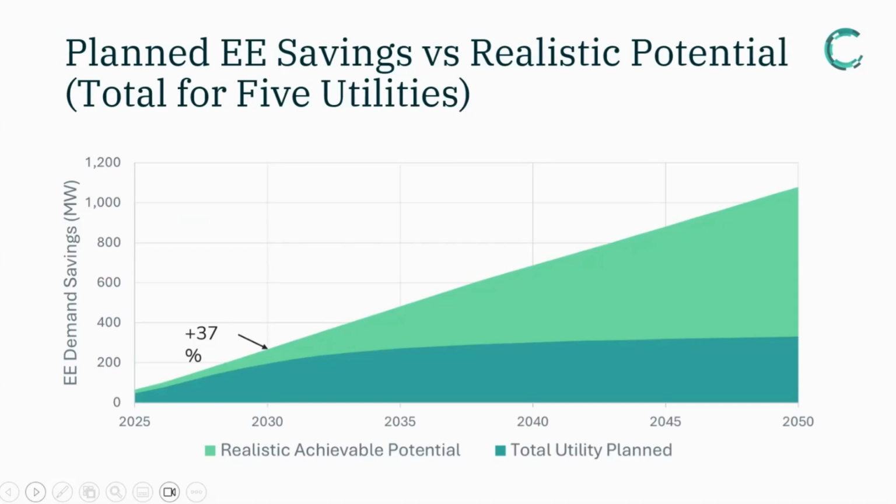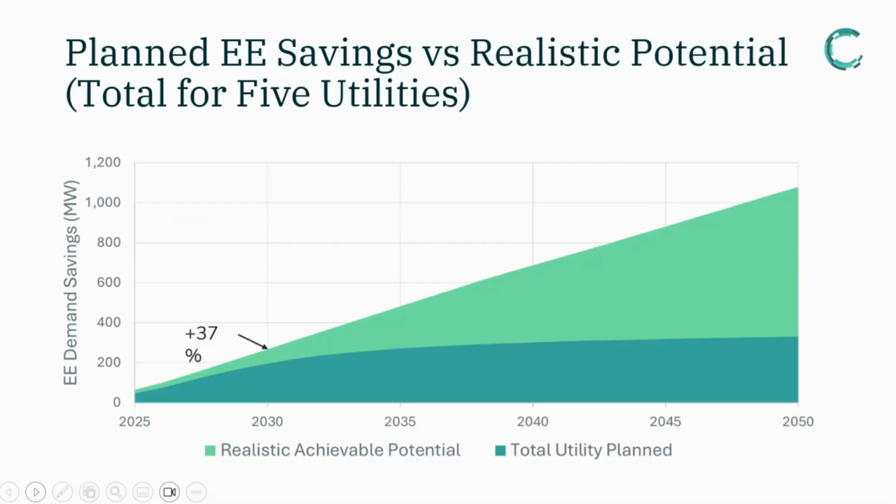To give you a sense of the gap, this figure demonstrates the potential energy efficiency savings forfeited by the Kentucky utilities in their existing IRPs. So it shows the total planned energy efficiency and then the achievable potential, which is derived from the realistic potential identified in energy efficiency potential studies conducted on behalf of each utility. So these are their own data. And the results are projected out to 2050. The potential studies do not go that far.